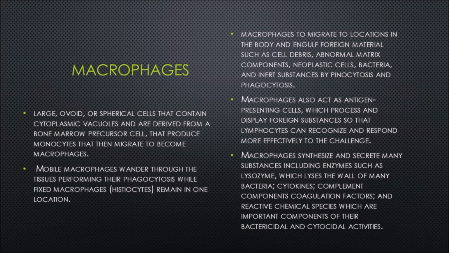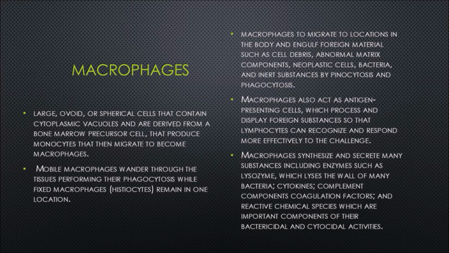Next are macrophages. Macrophages are large, ovoid, or spherical cells that contain cytoplasmic vacuoles and are derived from the bone marrow precursor cell that produces monocytes that then migrate to become macrophages. So there are two types of macrophages, the mobile macrophage and the fixed macrophage. Mobile macrophages wander through the tissues performing their phagocytosis, while fixed macrophages, also called histiocytes, remain in one location only.